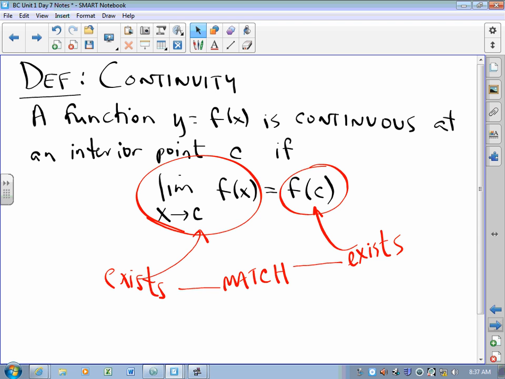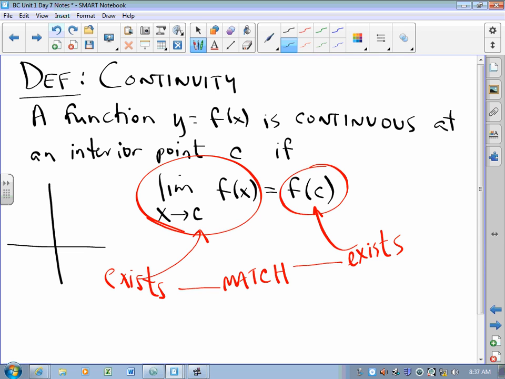Now, obviously, if the domain is a closed interval and you're looking at the left endpoint, then we're not looking at the limit as x approaches C. We're only looking at the limit as x approaches C from the right. And obviously, if we're looking at a function, I'll just draw it really quick so you can see what I'm talking about. If we're looking at this function, then as we approach the right endpoint, we're not looking at the limit as x approaches the right endpoint. We're looking at the limit as x approaches the right endpoint from the left side, because that's all we've got. So, okay, there we go.